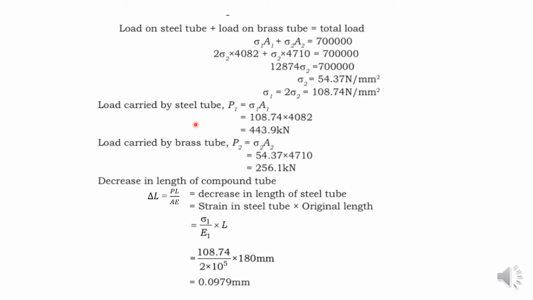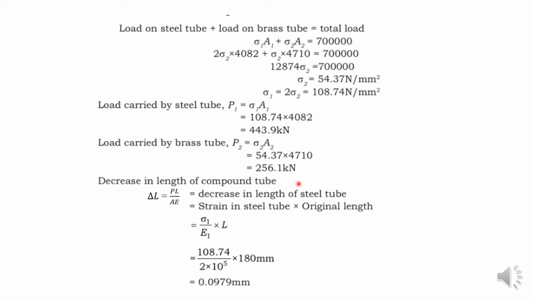Now the load carried by the steel tube, that is P1, is equal to sigma 1 into A1. So sigma 1 you obtained, and A1 we already know, and that's equal to 443 kilonewton. Now the load carried by the brass tube is equal to sigma 2 into A2, and that is equal to 256.1 kilonewton.